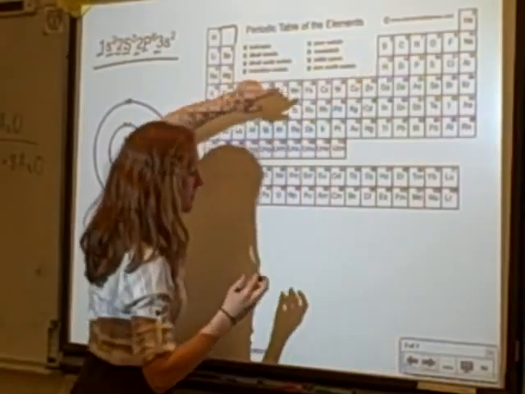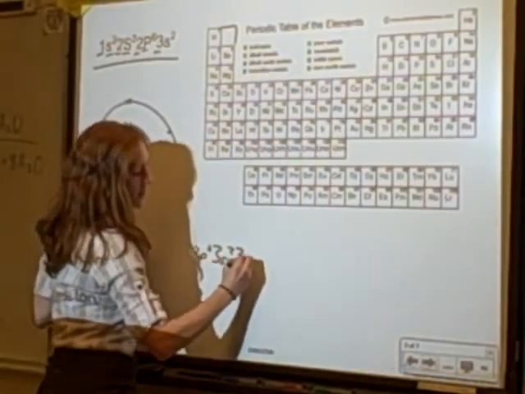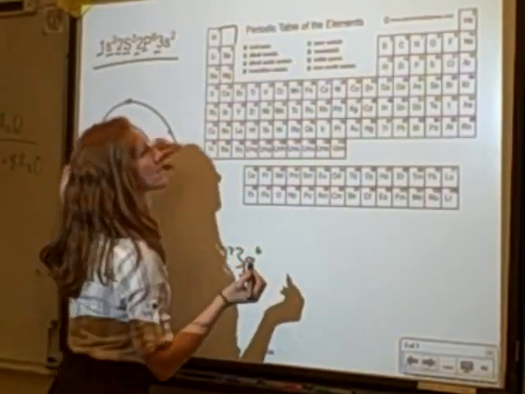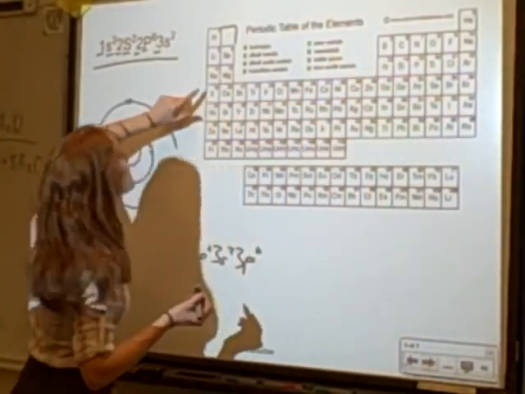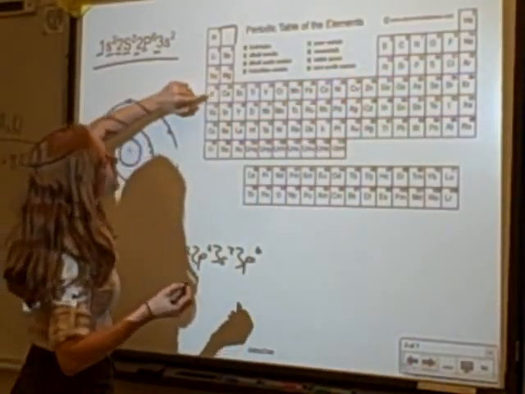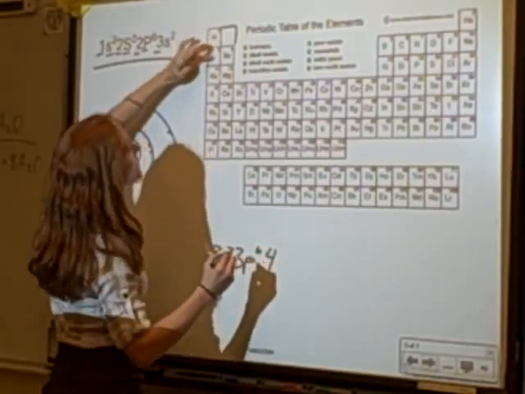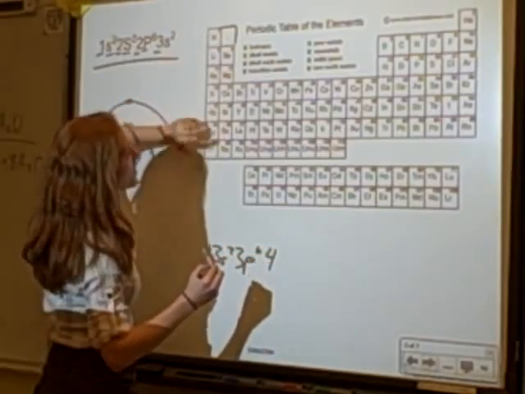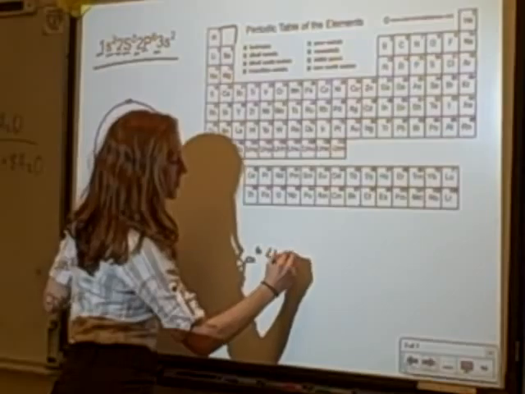Still in the third shell, I'm in the P region and I can fit 6 electrons. So I'm down to here, 18, 19. Now I'm on the fourth shell, 1, 2, 3, 4. I'm in the S region and I can fit 2 electrons, 4s2.